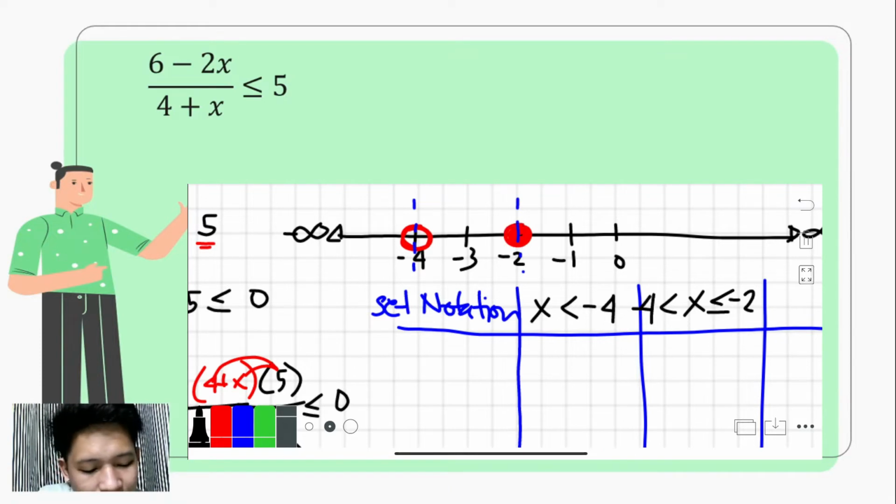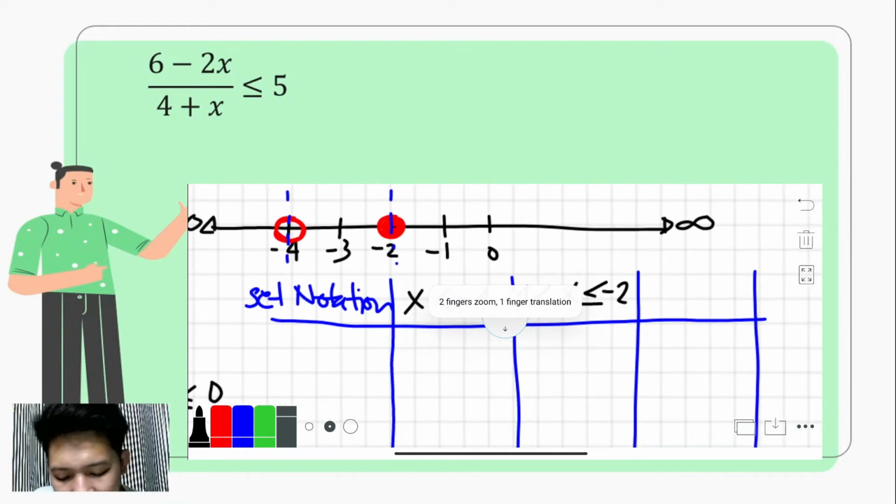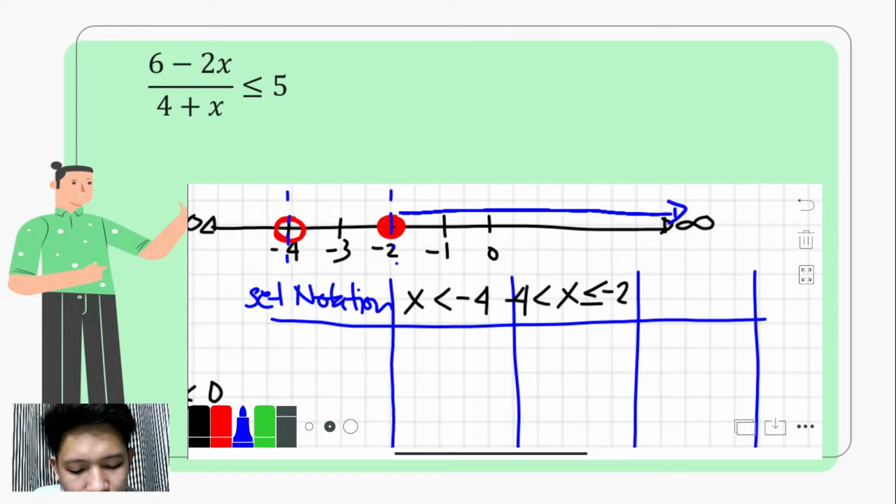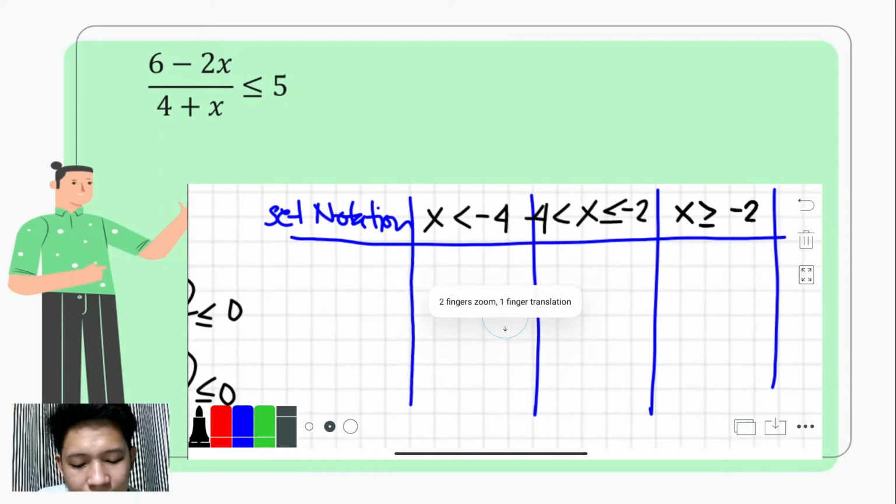Okay? And lastly, we have this partition. From negative 2, included because it is solid, from negative 2 to positive infinity. Hence, that would be x is greater than or equal to negative 2. Okay? So that would be our set notation.